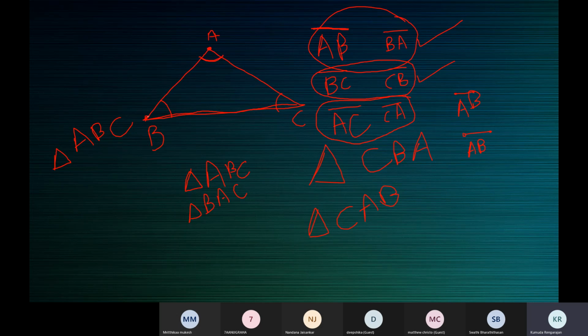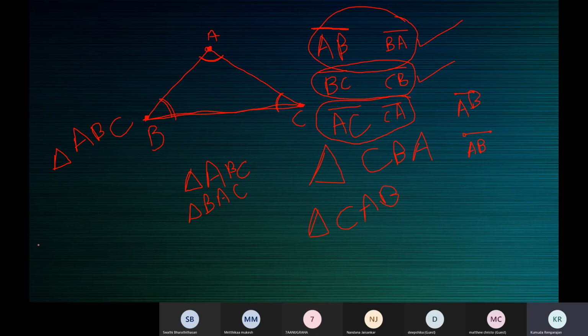This is the vertex B. And this is angle B. This is the vertex C. And this is angle C. This point is called the vertex. Vertex A. This is the point. This point is called the vertex. Vertex A, vertex B, vertex C.